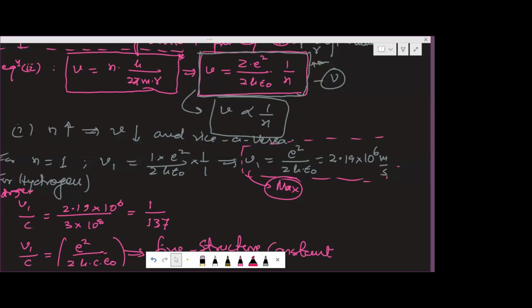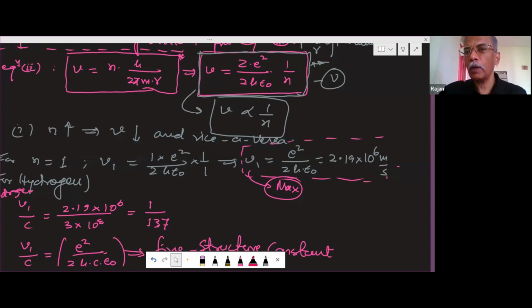If you remember this in the formula chart, because this is e square divided by 2h into epsilon naught, that is a common factor here. That is 2.19 into 10 raised to 6. So straight away I can use 2.19 into 10 raised to 6 divided by n. Now for hydrogen we can take n is equal to 1, first orbit, and second orbit, we'll take it like that.